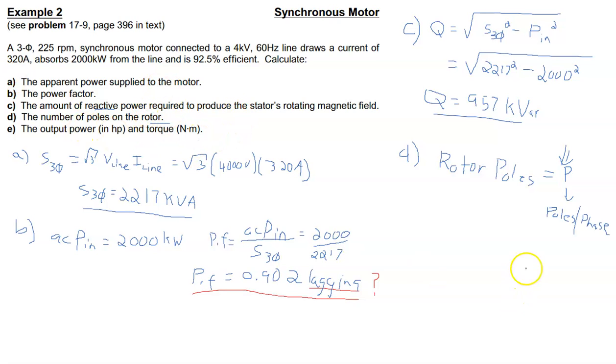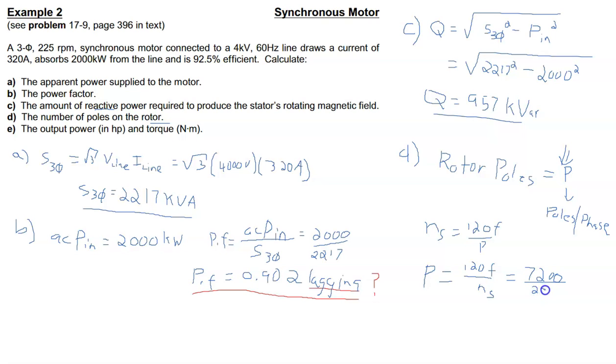Now, where does that come from? It comes from NS is equal to 120 F over P. And so from that equation, poles per phase is equal to 120 times F divided by NS. And again, our 120 times 60 hertz gives us 7,200 in the numerator there. And our sync speed was given as 225.